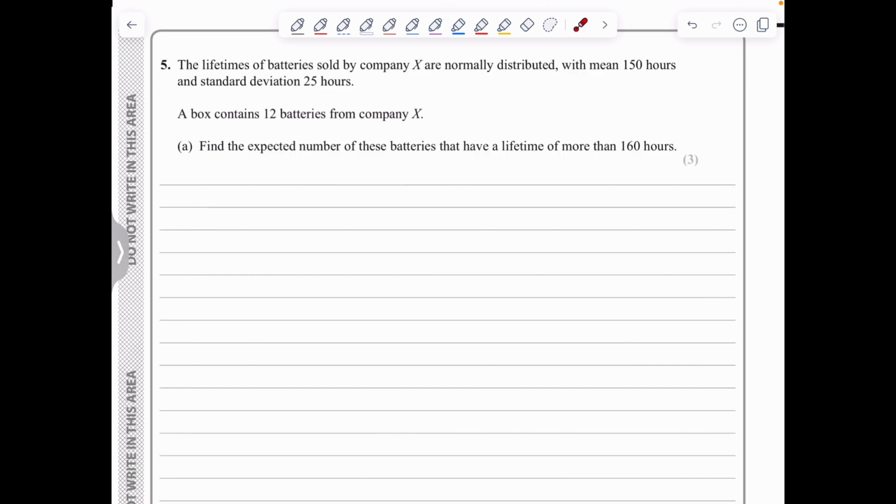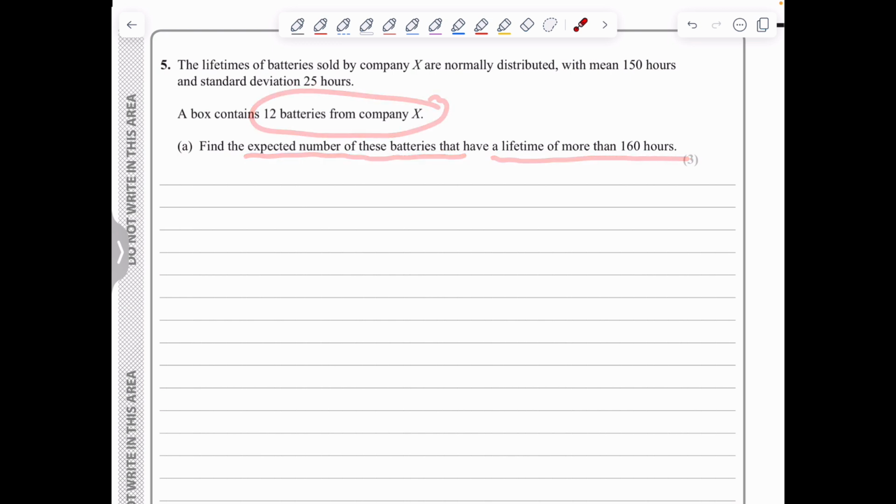In question 5, the lifetimes of batteries sold by company X are normally distributed with parameter mu 150 and standard deviation sigma being 25 hours. We need to determine the expected number of batteries that have a lifetime of more than 160 hours. We're looking at a box containing 12 such batteries.